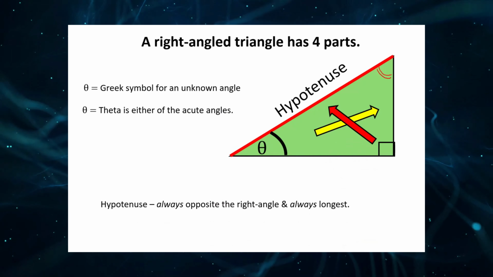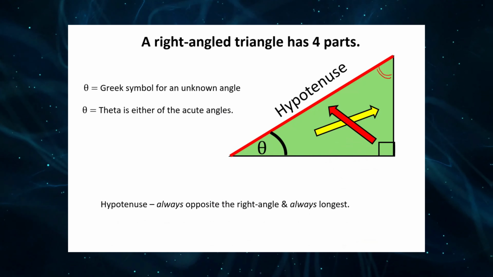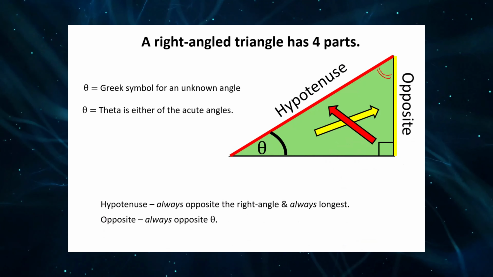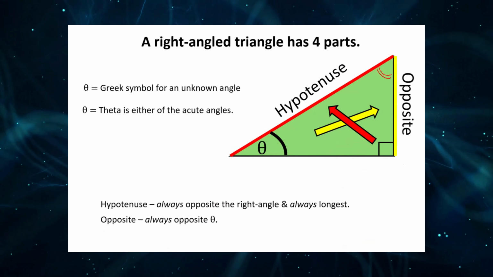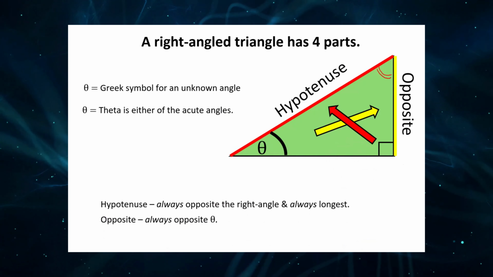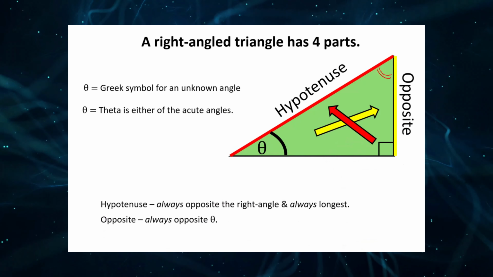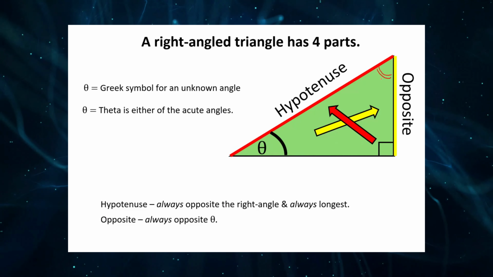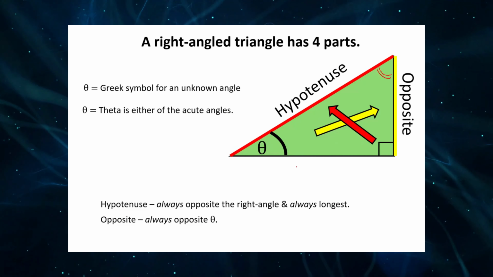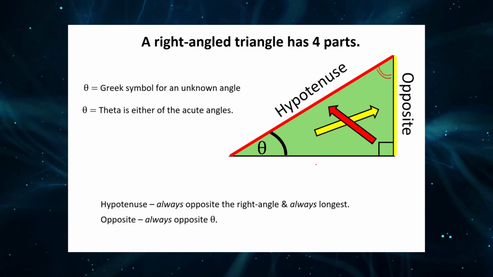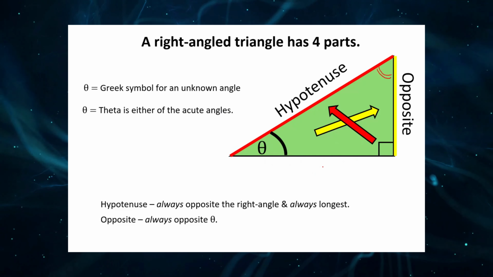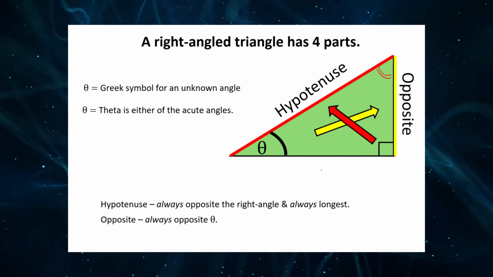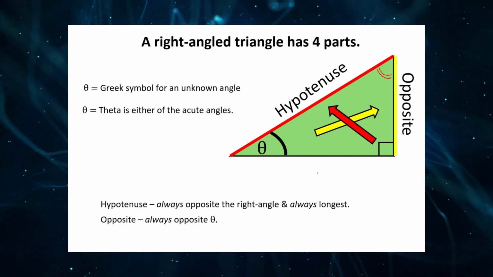Now, third part rather, opposite to the angle is always the opposite side. So the opposite side, I'll reiterate that, is always opposite to the angle, which we have called theta. So I hope you're thinking, if the angle in question is this acute angle here, it means that the opposite side would have been along here. So it depends on where your angle is, you will be locating your opposite side. But remember, it's always facing the angle that you're working with.